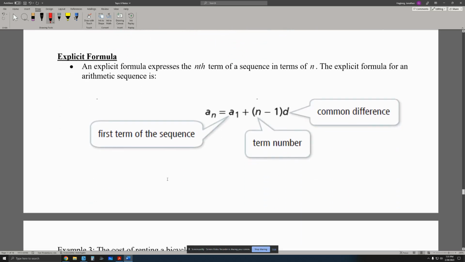Now let's talk about an explicit formula. It's another way to represent sequences. An explicit formula expresses the nth term of a sequence, or some number term in the sequence, in terms of n. The explicit formula for an arithmetic sequence is as follows. We have a sub n is equal to a sub 1, or the first term of the sequence, plus the term number n minus 1, that quantity, multiplied by the common difference. As a reminder, the common difference is the difference between any two subsequent terms in a sequence.